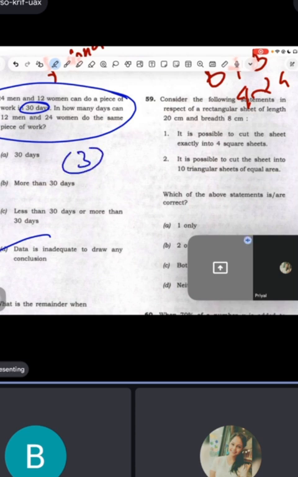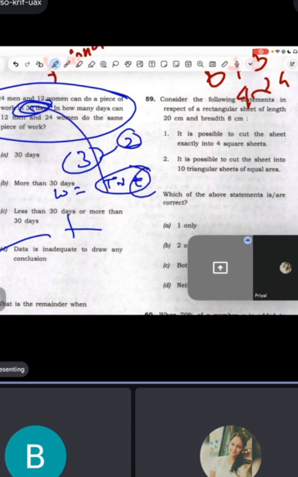See, guys, the thing is simple. Out of three variables, if you don't know two things, we cannot find the answer. Here, I know one thing, that is the time, but I don't know the efficiency. But for work, we need both time and efficiency. So time is there, but efficiency is not there. So data is inadequate.